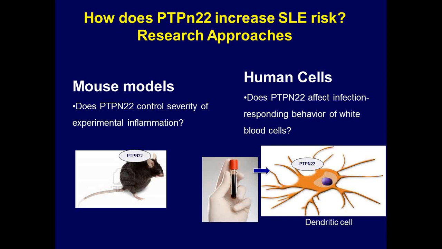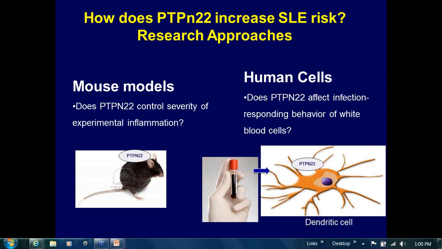We have tested these mice for various forms of lupus inflammation, and we have found, interestingly, that PTPN22 is a major factor in controlling the severity of experimental inflammation. That experimental inflammation is dependent upon, of all things, type 1 interferon.